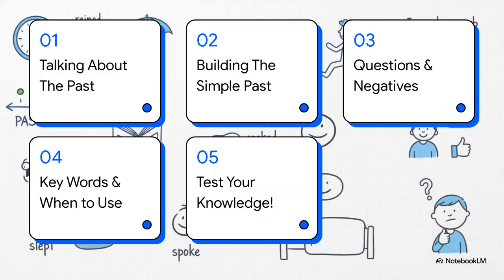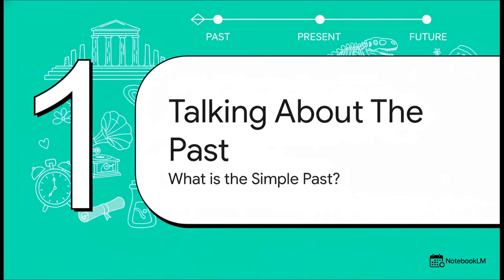All right, so here's our game plan. First up, we're going to talk about what the simple past is even for. Then we'll jump into how to build it. After that, we'll cover how to make questions and negative sentences. I'll also give you some keywords to listen for, and to wrap it all up, we'll do a quick quiz to test what you've learned. Sound good? Let's go.